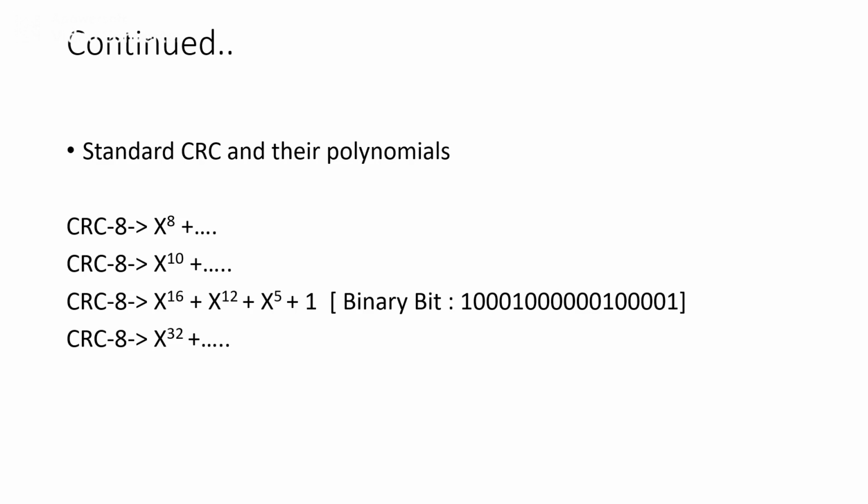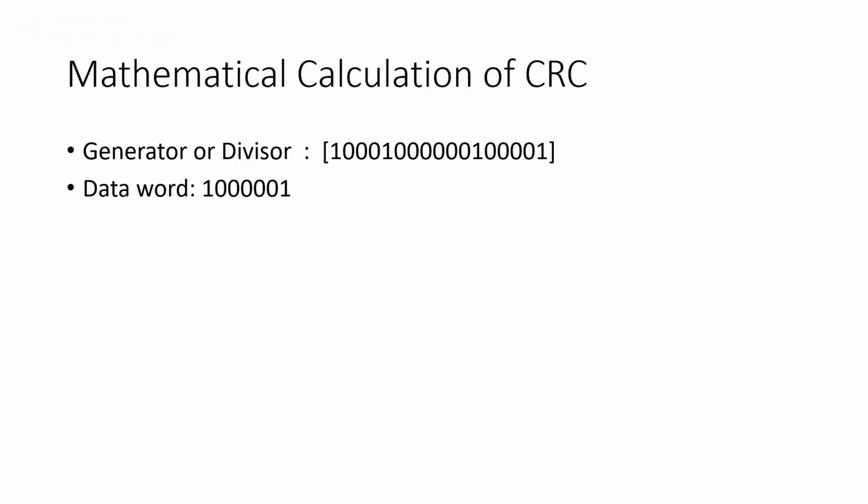Similarly, we have one more, x to the power 32 plus so and so, which is not required to implement. So this is the only CRC 16 CCITT, that is the Consultative Committee for Information Telegraphy and Telephony, which is the standardization body. They have recommended the 16 bit CRC, which we are going to implement. One of the major operations here is XOR. So this is the mathematical calculation of CRC.